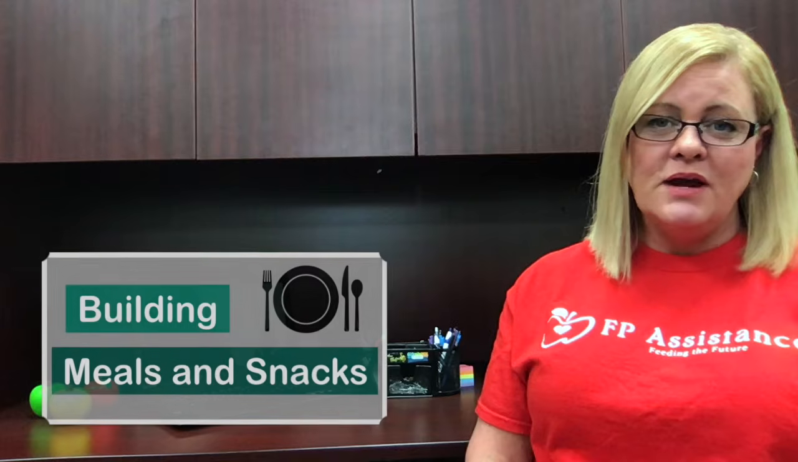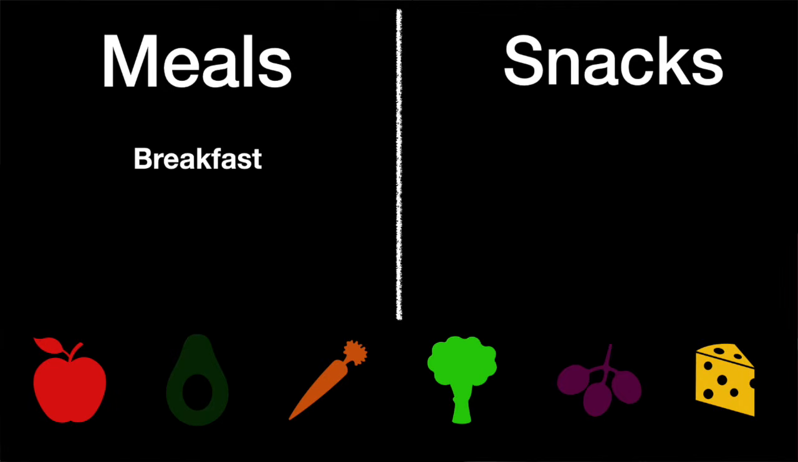So let's talk about the meals and snacks that we can create. There are three different types of meals and snacks, and they all have different requirements. They are breakfast, that one is all by itself. And then there's lunches and suppers, those two have the same requirements. And then there's three different snacks that we can serve, and they all have the same requirements. So let's start by discussing how to build a credible breakfast.